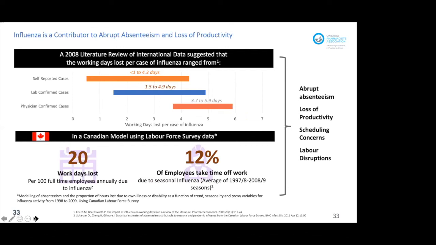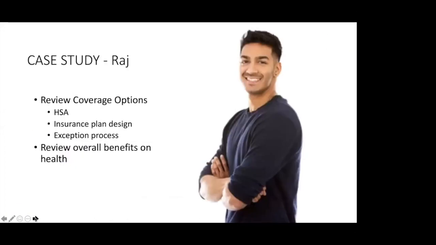And I think people are even more cognizant of it now, especially with COVID-19 and the impact that's had on our day-to-day labor force and who calls in sick when and how they show up to work. So a couple of things that we can review with Raj is understanding what his healthcare spending account is like. Do we need a prescription? What is required for Raj? His insurance plan design, does it include various vaccines? And is there an exception process? We can review his overall benefits, or if he's going with something that's publicly funded, to really see what his options are and where Raj falls.